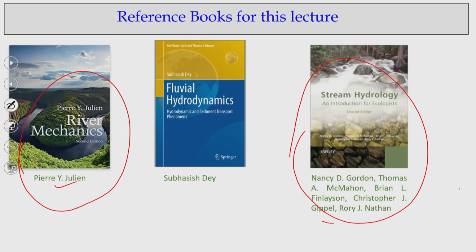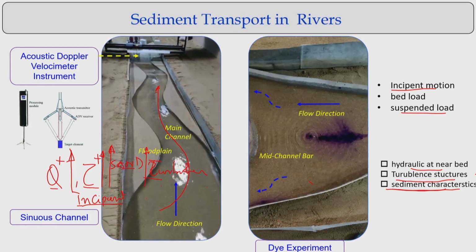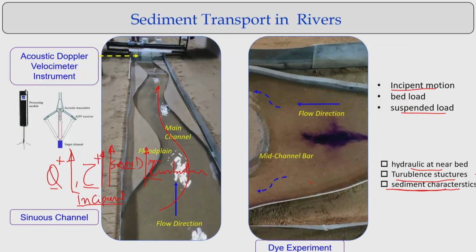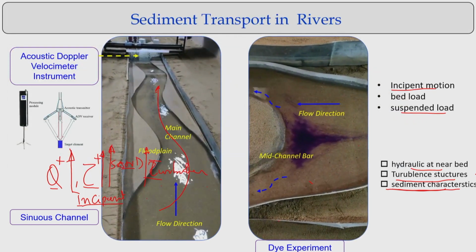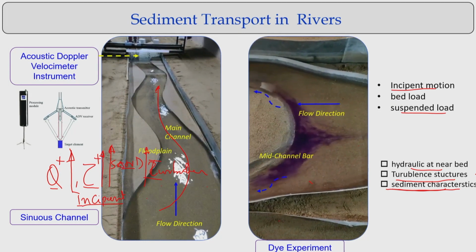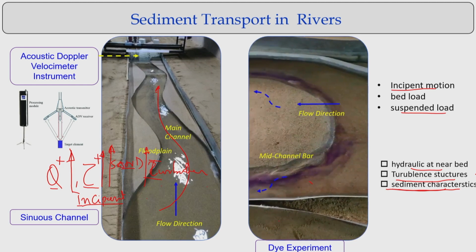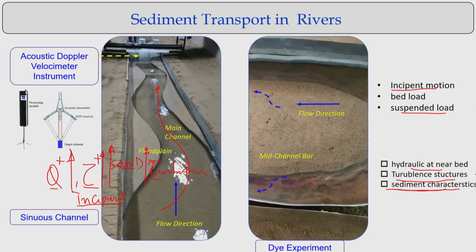Now, if you look at the next point, here you can see the flow moving in the channel on both sides. It shows how the flow structure, the turbulent structure, changes and how it is responsible for incipient motion, bed load and suspended load. That is the phenomenon, just to visualize the flow in the scale models we are showing.